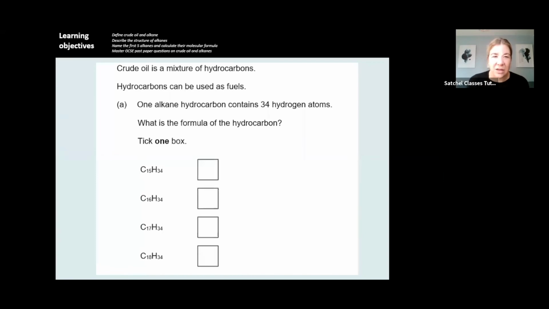Last one, this one's nice. Crude oil is a mixture of hydrocarbons. Hydrocarbons can be used as fuels. One alkane hydrocarbon contains 34 hydrogen atoms. What is the formula for this hydrocarbon?